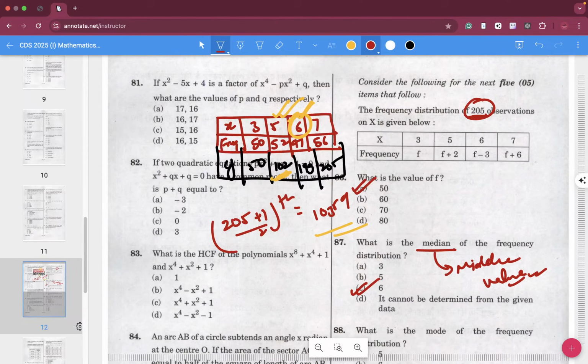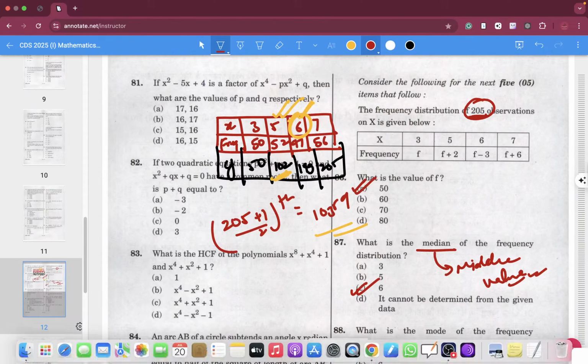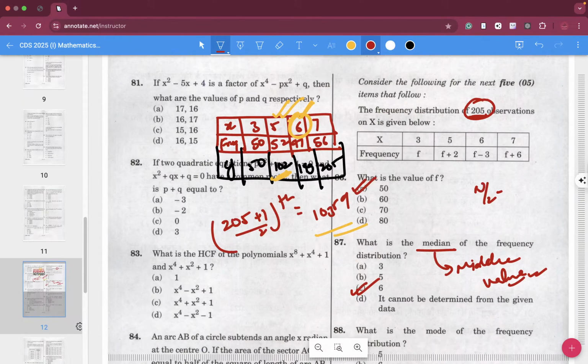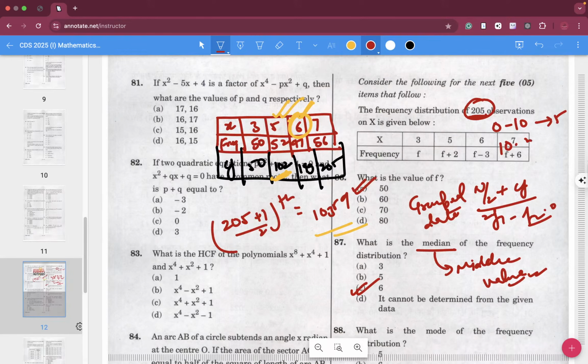Now you remember we had that grotesque looking formula, n by 2 plus CF and 2 times f1, f2 and all that. That is for grouped data. When they say from 0 to 10, 5 observations are there, from 10 to 20, 15 observations are there, from 20 to 30, let's say 14 observations are there, for that kind of question we will apply the formula.